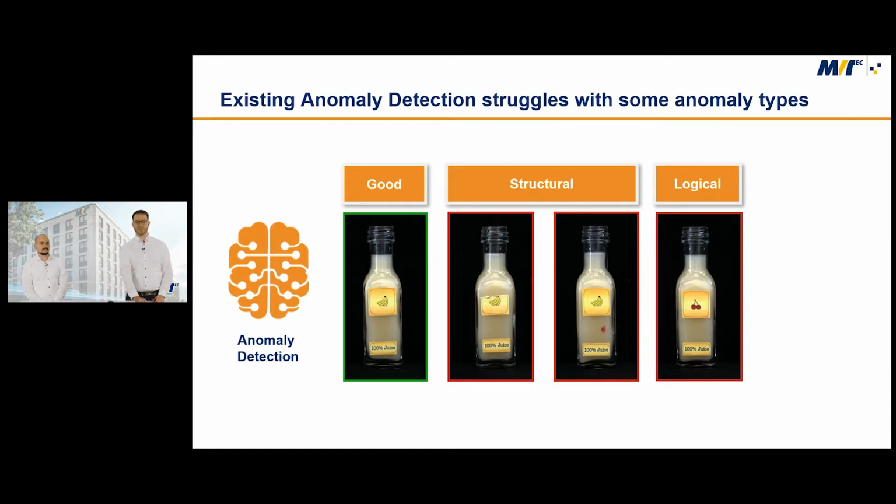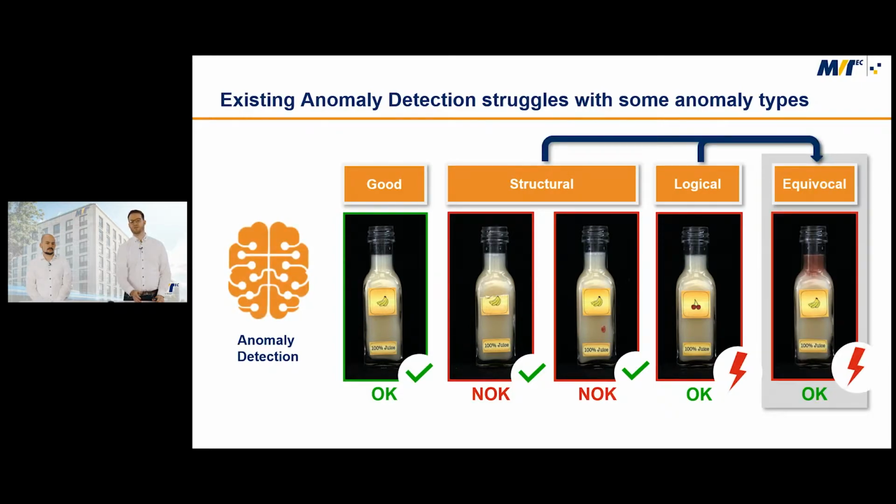And in addition, we have, this is the next one, sorry. So this, with our existing anomaly detection, this would work, okay. This, the anomaly detection has learned, it would describe as okay. Structural would probably work as well. It would say this is not okay, this is also not okay, but logical, it wouldn't detect, because it knows the label, it knows the juice, so that's also okay, which it is not.